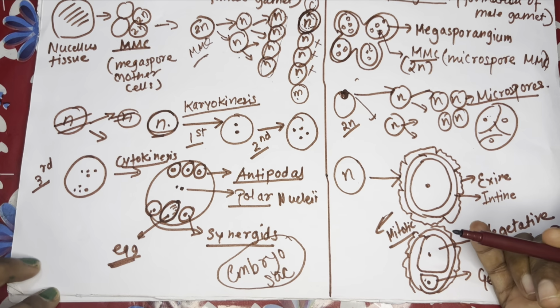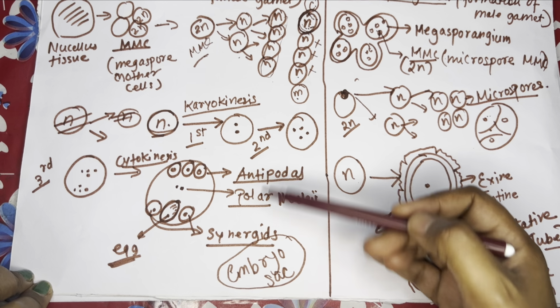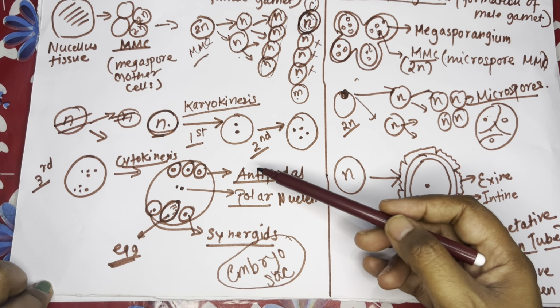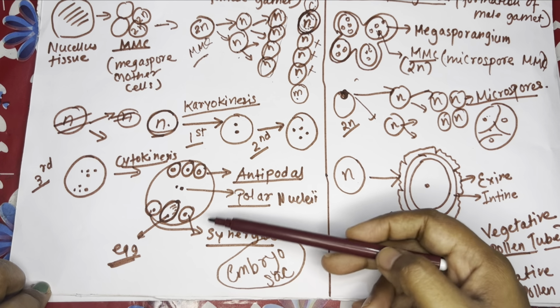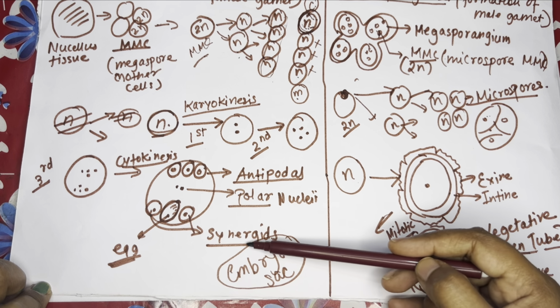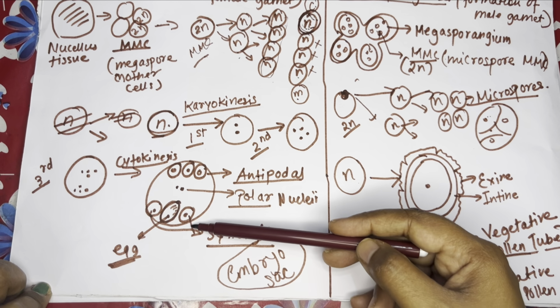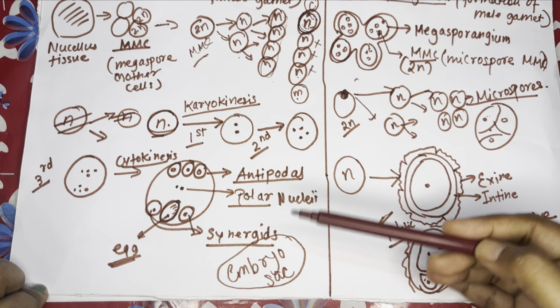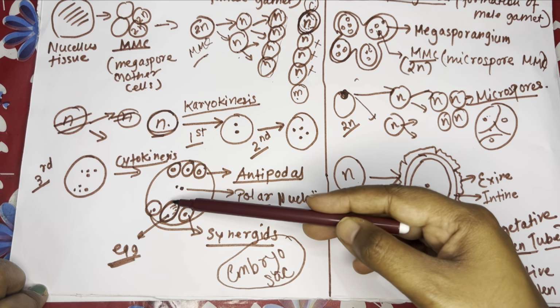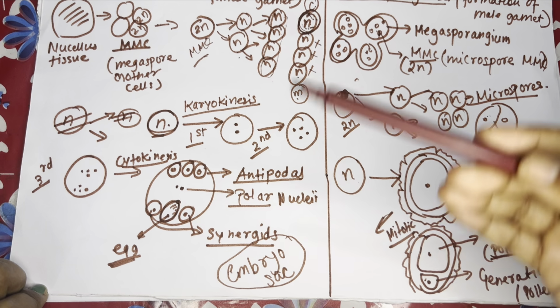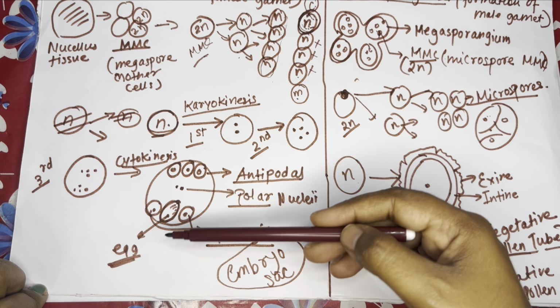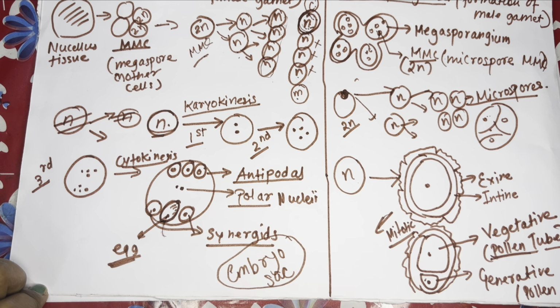One more thing which is important here is the role of these antipodal cells and synergids. Antipodal cells, these upper 3 cells, will provide nutrition to the egg. And synergids will guide the pollen grain coming through the pollen tube to the egg. They will show the route, or guide the male gamete to reach and fertilize the female gamete, that is the egg. These are the roles of antipodal cells and synergids.